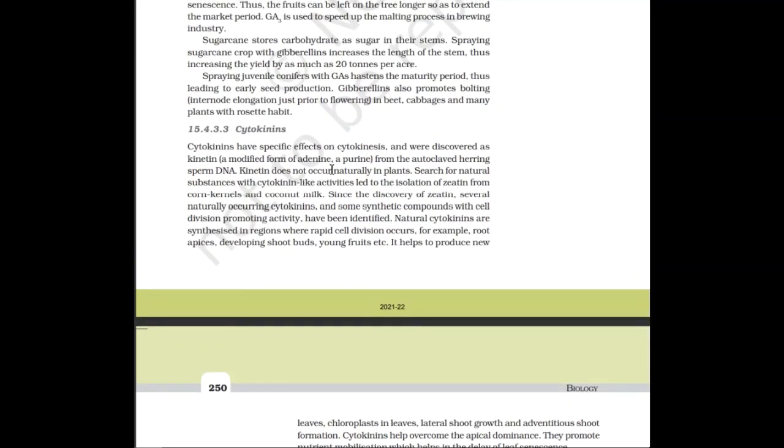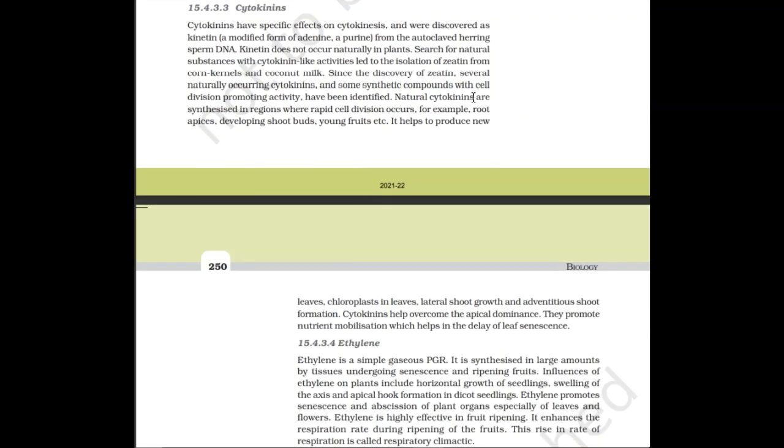Cytokinins. Cytokinins have a specific effect on cytokinesis and were discovered as kinetin, a modified form of adenine, a purine, from autoclaved herring sperm DNA. Kinetin does not occur naturally in plants. Search for natural substances with cytokinin-like activity led to the isolation of zeatin from corn kernels and coconut milk. Since the discovery of zeatin, several naturally occurring cytokinins and some synthetic compounds with cell division promoting activity have been identified.